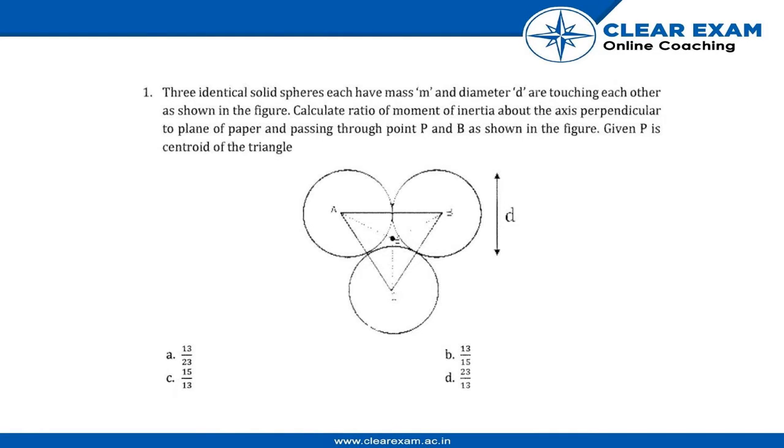Three identical solid spheres each have a mass m and diameter d and are touching each other as shown in the figure. Calculate the ratio of moment of inertia about the axis perpendicular to the plane of the paper and passing through point P and B as shown in the figure. Note that given P is the centroid of the triangle.